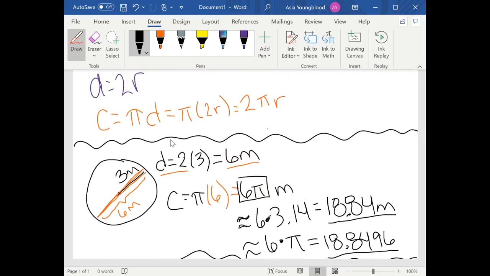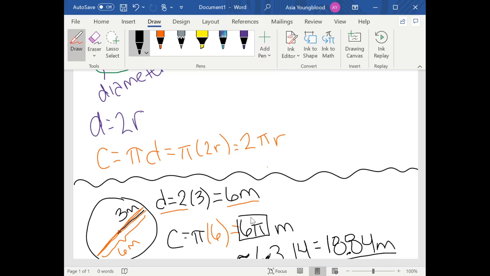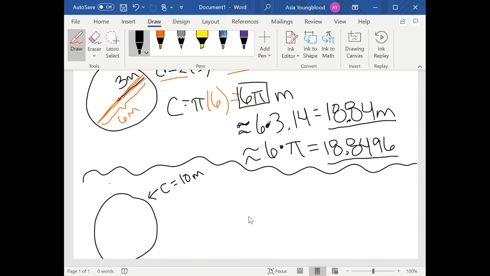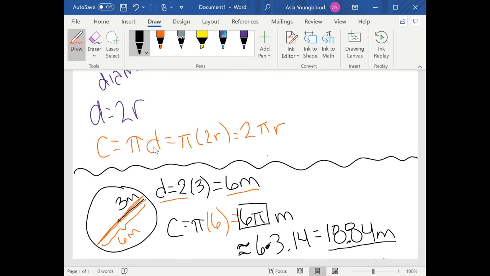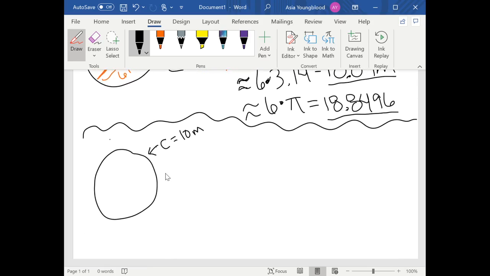We're still using the formula circumference equals pi times diameter. But we're going to plug in this value 10 for a different variable. They tell us that this 10 is the circumference, so instead of plugging it in for d, diameter, we're going to plug it in for c, the circumference. So our formula should be 10 equals pi times diameter. We use the same formula, but we change the c to a 10 because we're told the circumference is 10.